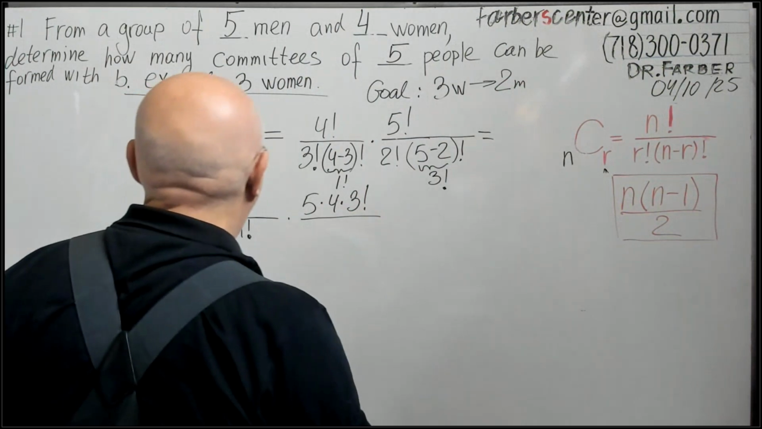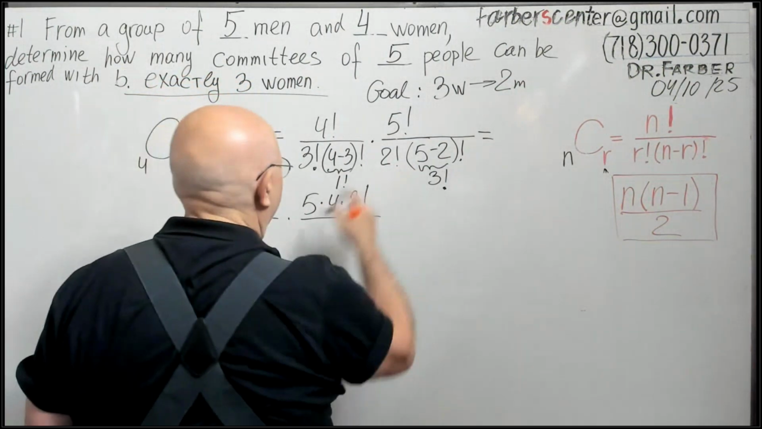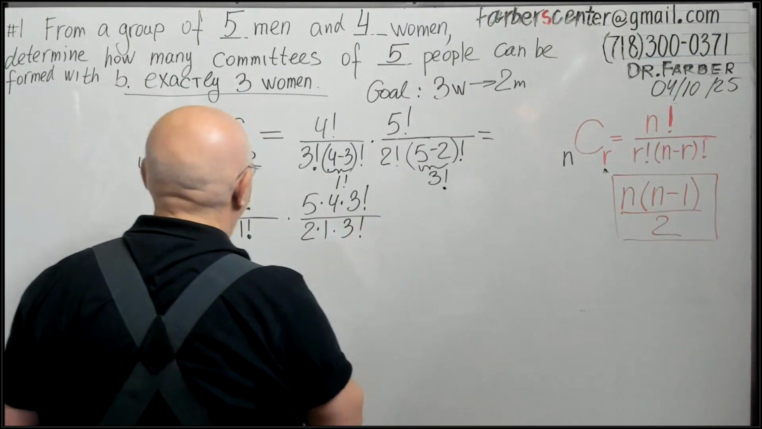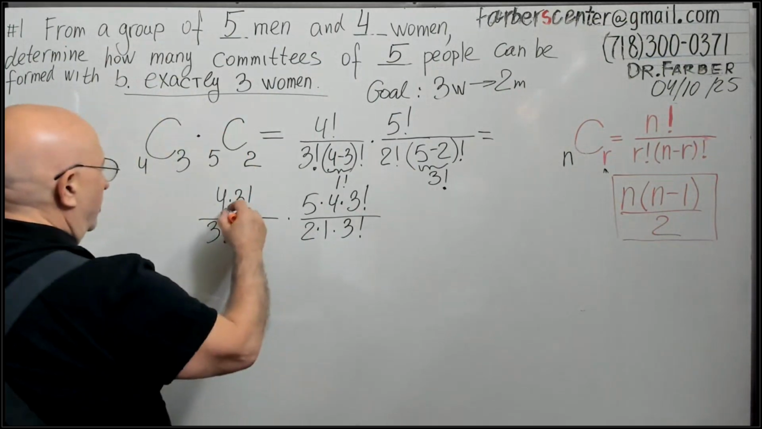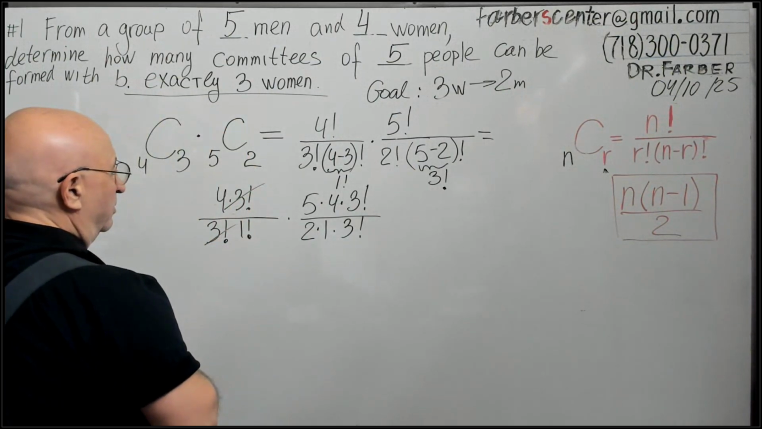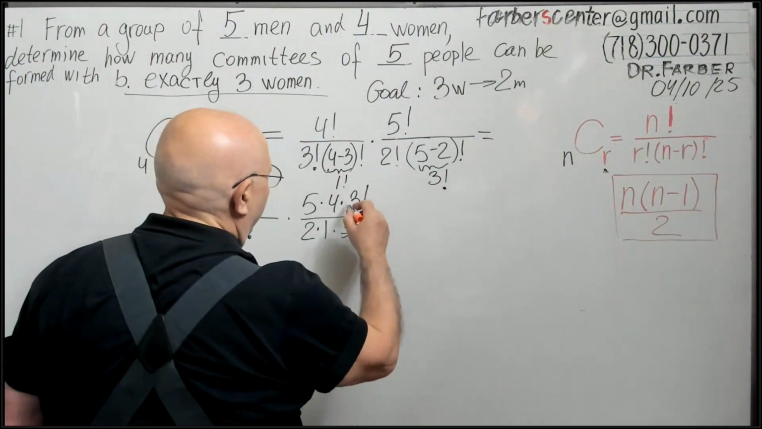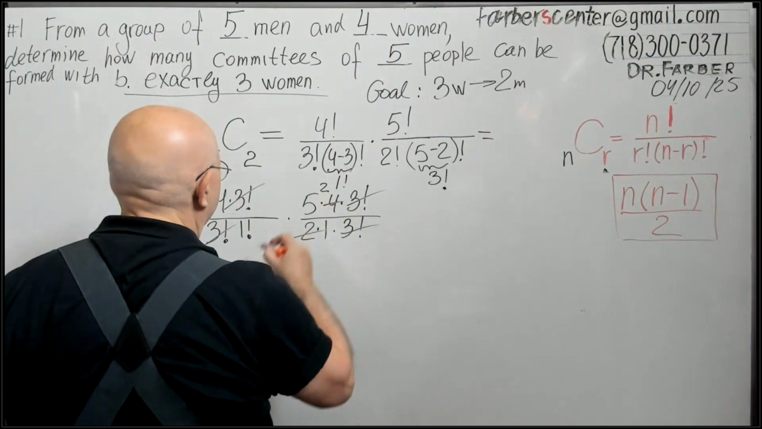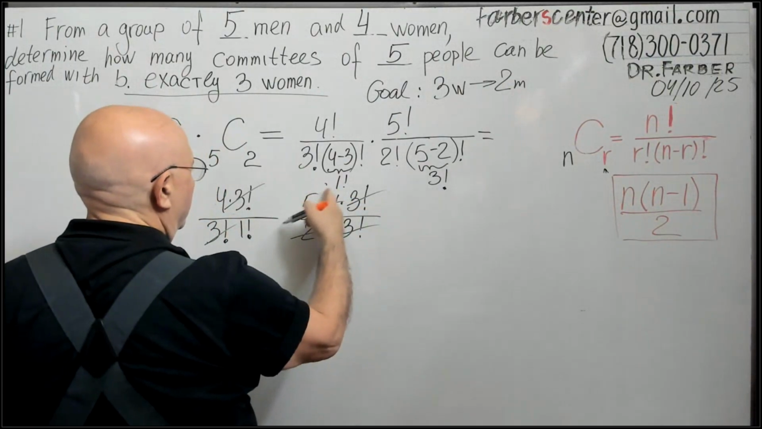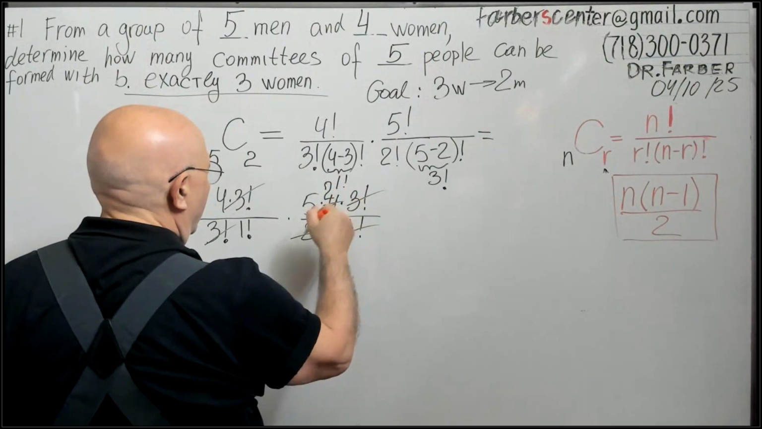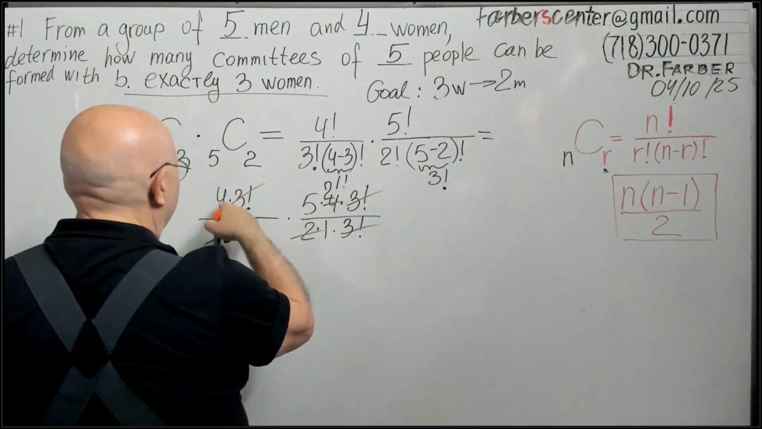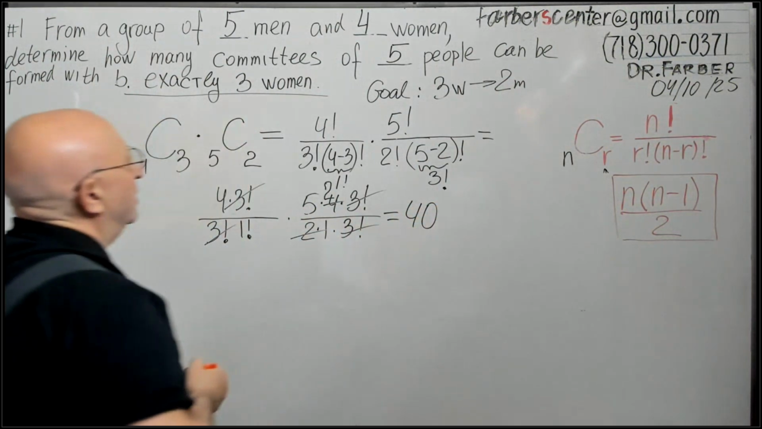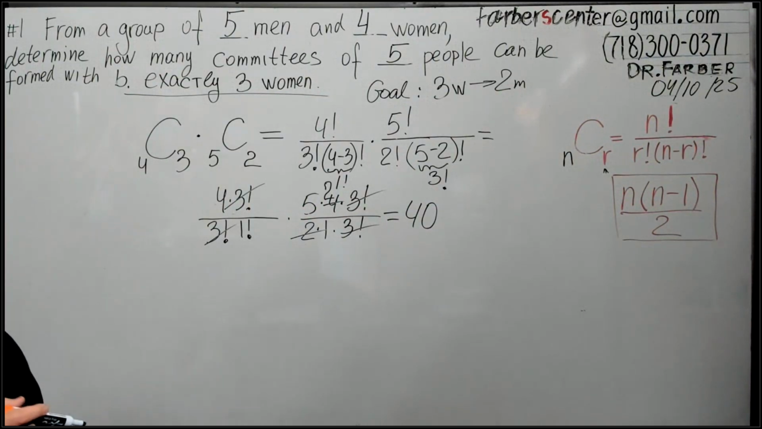2 factorial is 2 times 1, and times 3 factorial. Now, 3 factorial and 3 factorial cancel out. 2 goes into 4 2 times. And 5, this is 2, right? Then I'll write a bigger 2. 5 times 2 is 10. 10 times 4 is 40. We can get only 40 combinations to get 3 women. And this is the key thing, how to solve it.